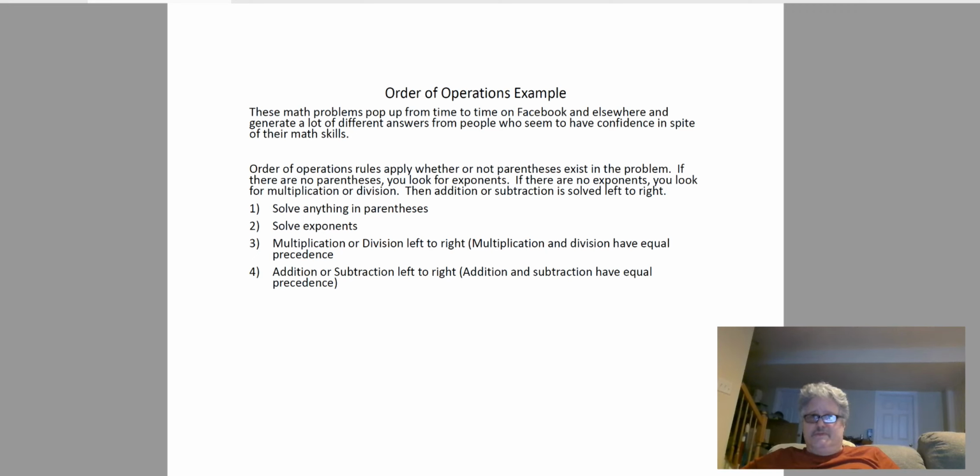Number two, you would solve any exponents that you have in your equation. Then multiplication and division would be solved left to right. You have to remember multiplication and division have equal precedence. And then finally, number four, addition or subtraction would be solved left to right. Addition and subtraction also have equal precedence.